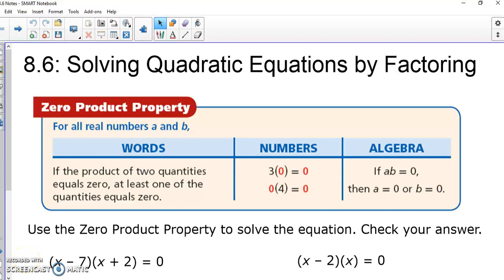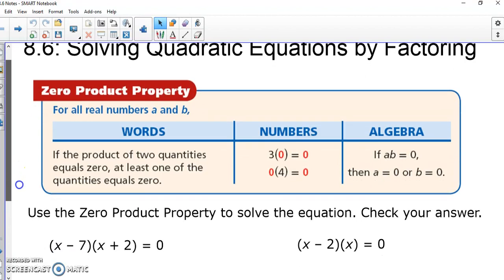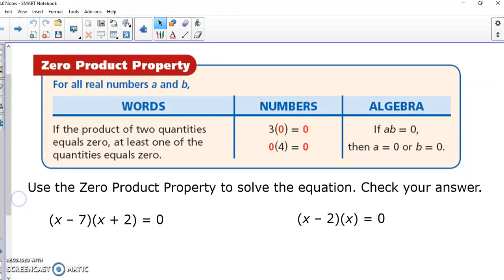Hi class, this is lesson 8.6 on solving quadratic equations by factoring. So today we are going to be reviewing from last chapter when we did some factoring.